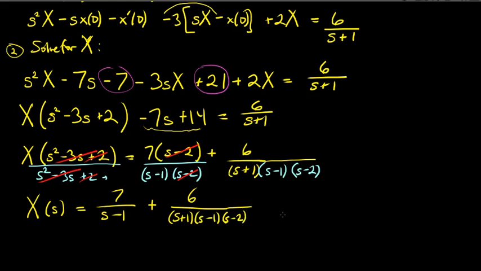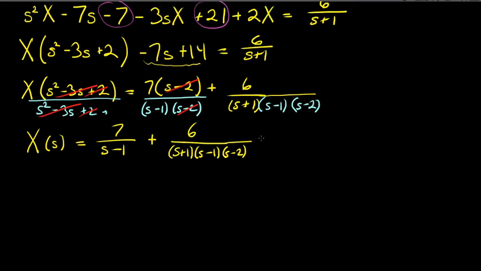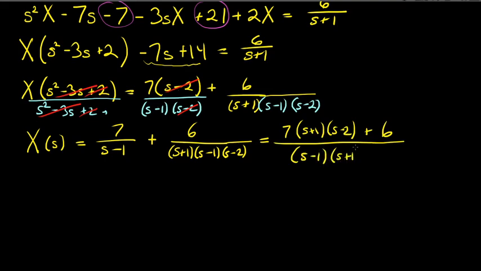Okay. Well, yeah, this we're probably going to have to split up by partial fractions. And while we're at it, why don't we just combine these into a single term here, right? So this is going to be 7 times S plus 1 times S minus 2 plus 6 all over S minus 1, S plus 1, S minus 2, and, well, any order is fine here. Yeah, I think I want to reverse it. We'll make this S plus 1 times S minus 1 times S minus 2.